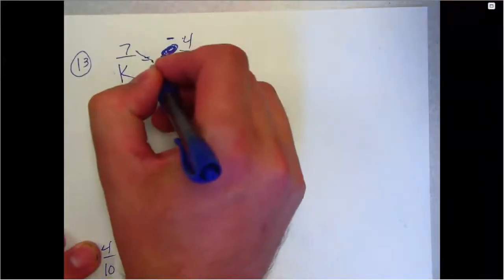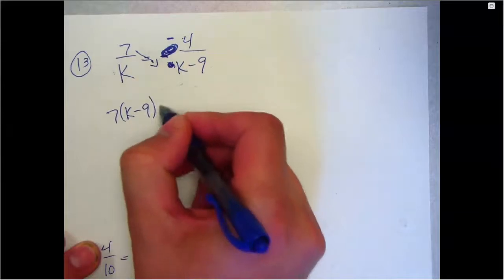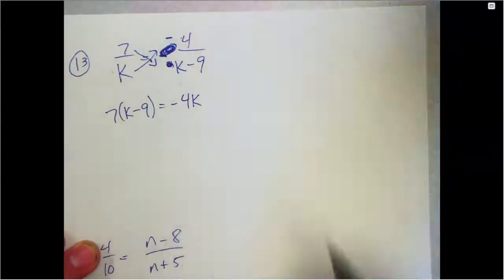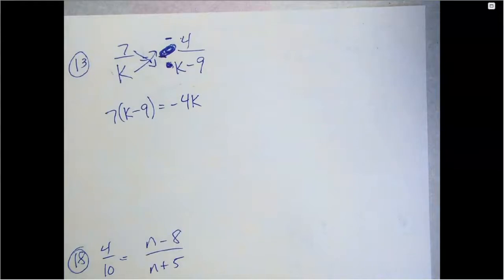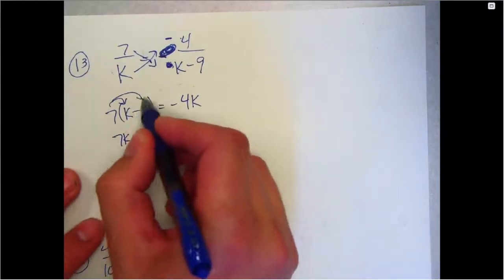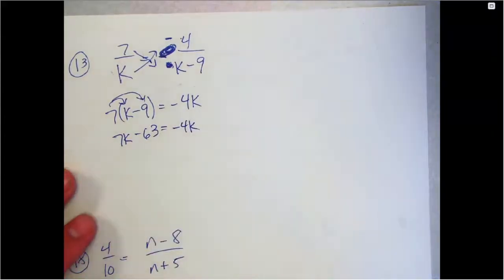And then again, I'm going to go one cross, remembering I'm multiplying by that whole thing, equals the other cross. So k times negative 4 is negative 4k. So then distribute. So 7 times k is 7k. 7 times negative 9 is negative 63. And then you got equals negative 4k.